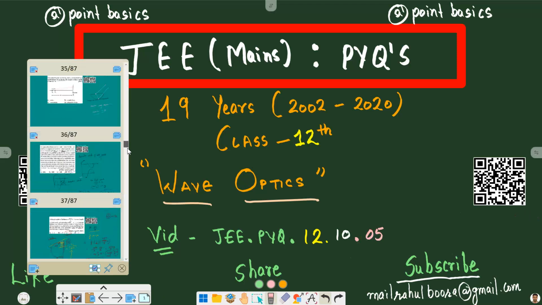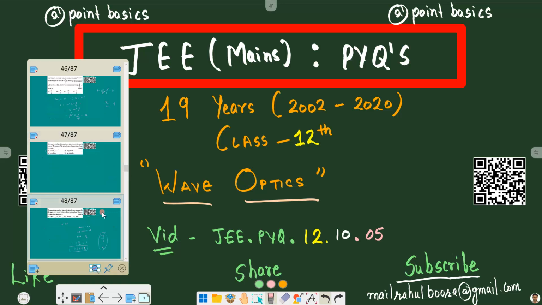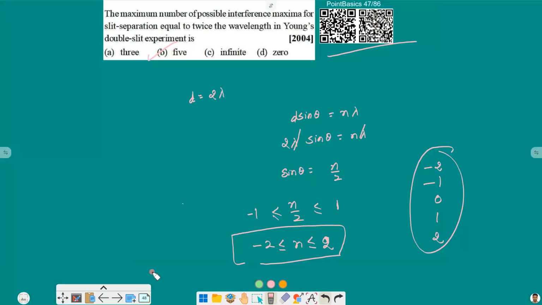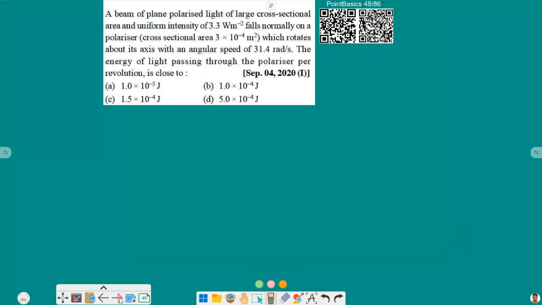In the previous one, we covered up to around 40 something. This is covered. Okay, we will start with 48.